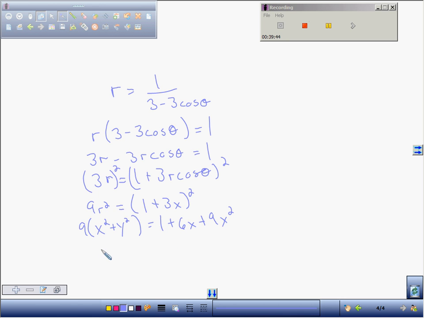And then what's nice here is you get 9x squared plus 9y squared equals 1 plus 6x plus 9x squared. What happens to those x squareds? They go. Bye-bye. So you get 9y squared equals 1 plus 6x. What's that the equation of? That's the equation of a sideways parabola, right? 9y squared equals 1 plus 6x. And that's kind of all you have to do with that. Okay, notice that that is a sideways parabola. All right?